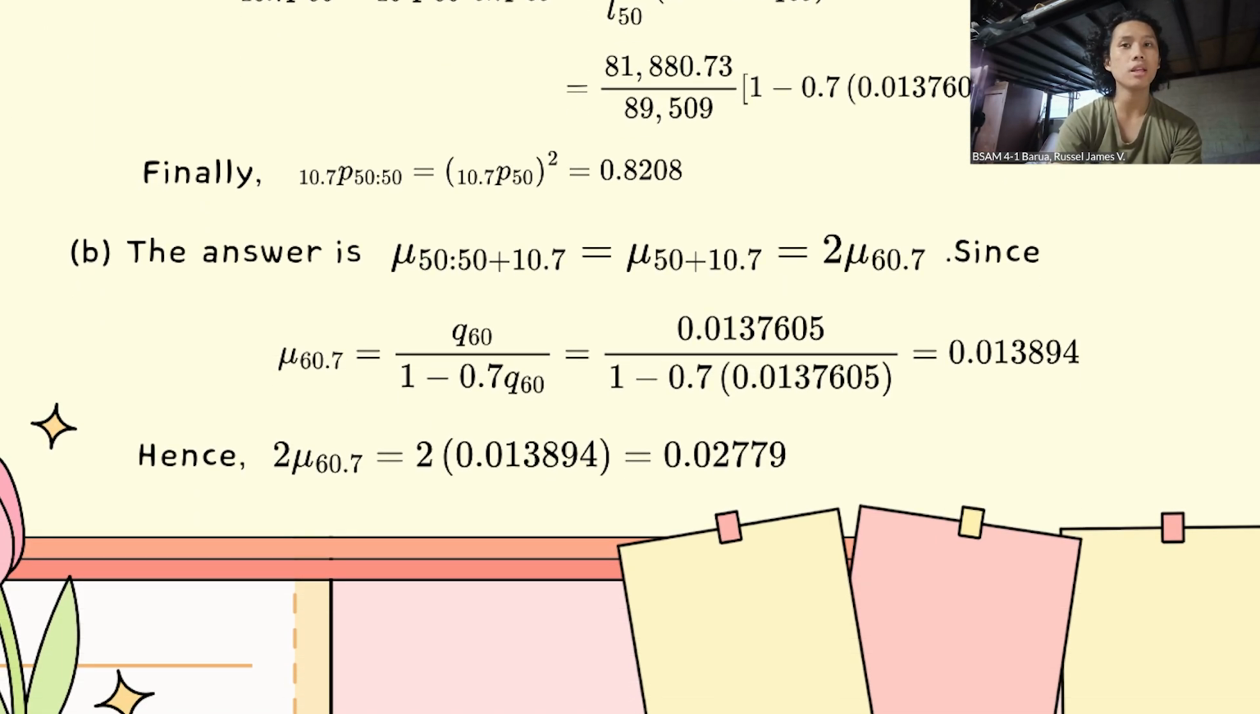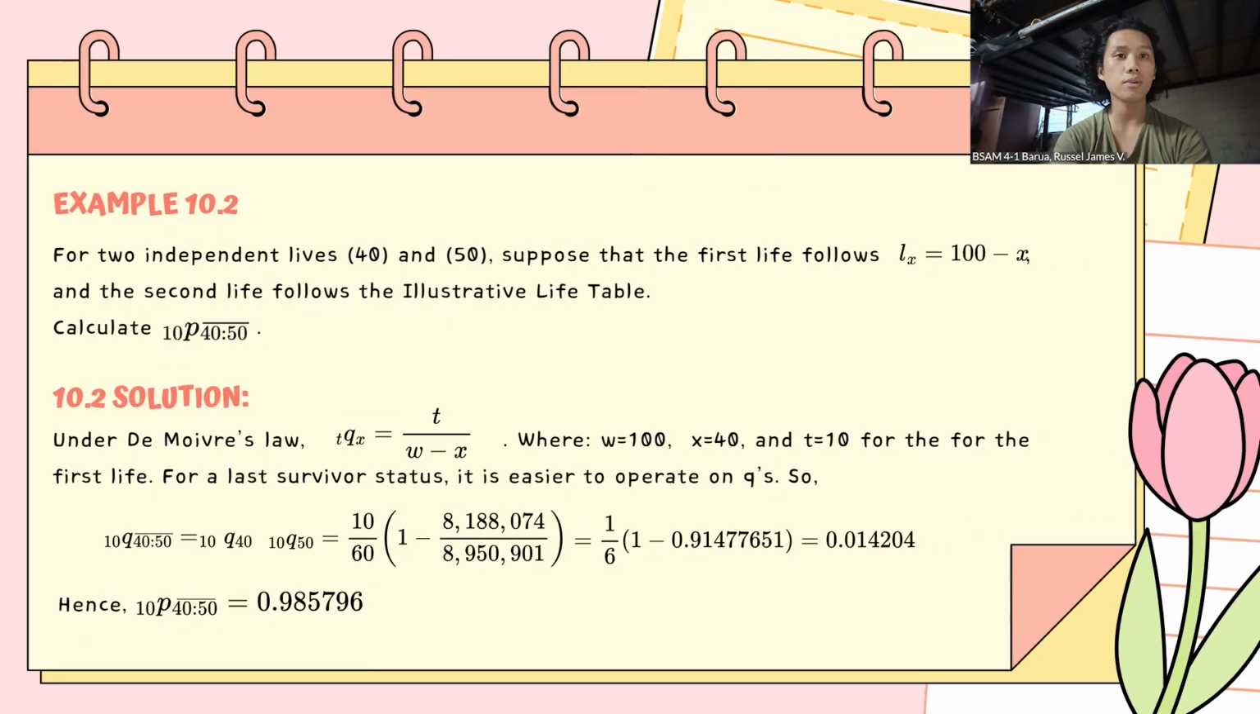And for letter B, note that this is independent, so the force of mortality is defined by the sum of their individual forces of mortality. Hence, we get 0.02779.